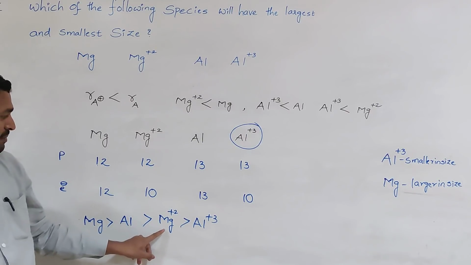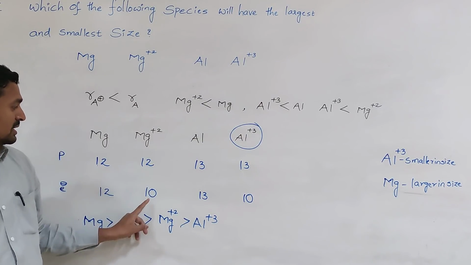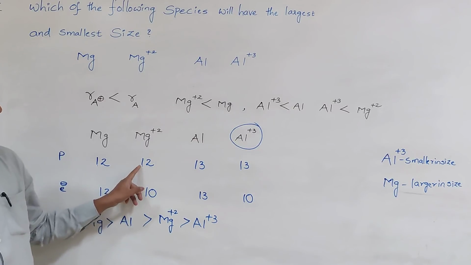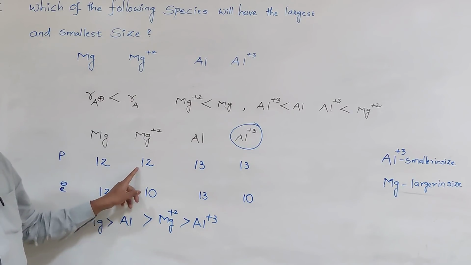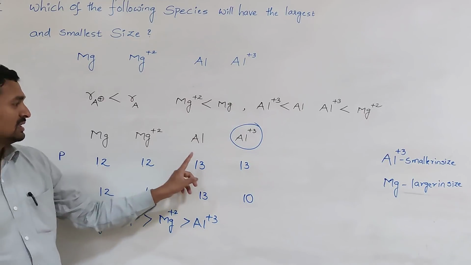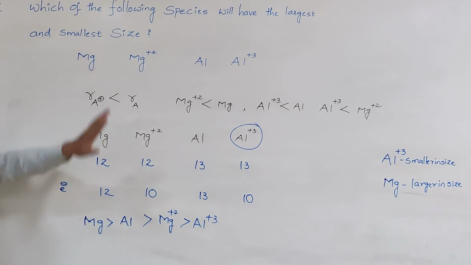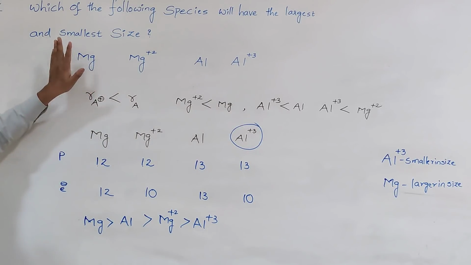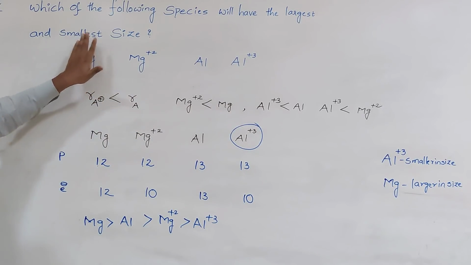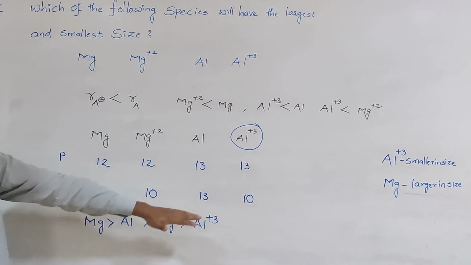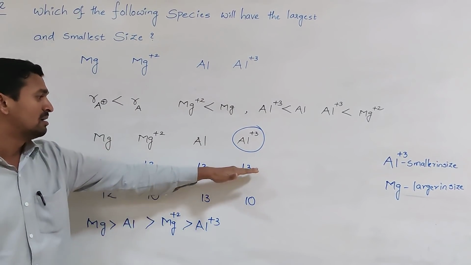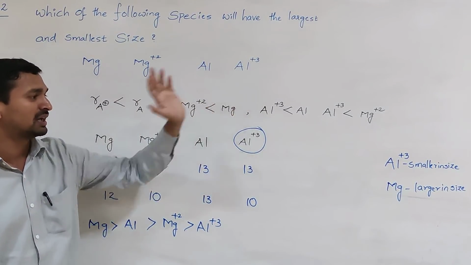Among Al and magnesium plus 2, the number of electrons is less in Mg plus 2, so it experiences more positive charge. That's why it is smaller in size, and Al is larger in size. That's why Al is greater than Mg plus 2. In this question, you can simply be asked which is largest and which is smallest in size. Smallest in size we can easily conclude, because wherever the number of electrons is less, more positive charge is there, and that is smaller in size.